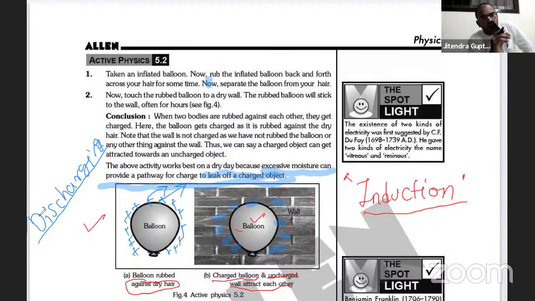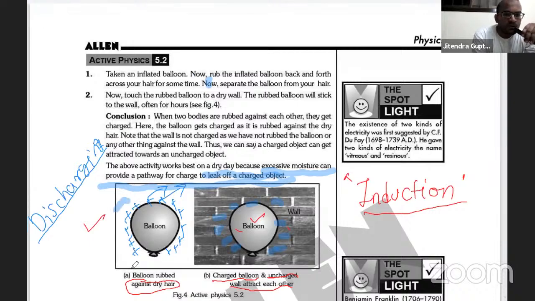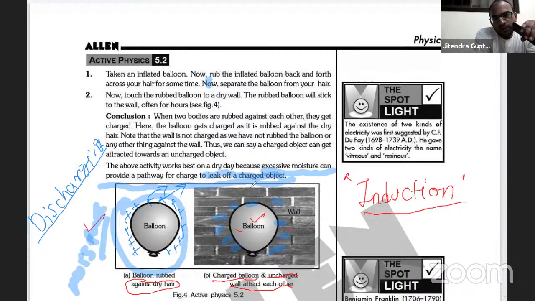Are you getting? Yes, sir. So discharge means leakage. Leakage means excess charge is there on the surface and it is getting out. When will it get out? When a favorable surrounding is there. And what is a favorable surrounding? Hot season or moisture season? When the surrounding is moist, right? That is why electricity problems and short circuits normally happen in the rainy season.